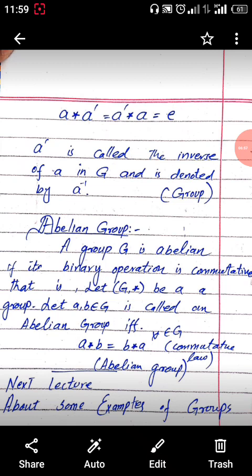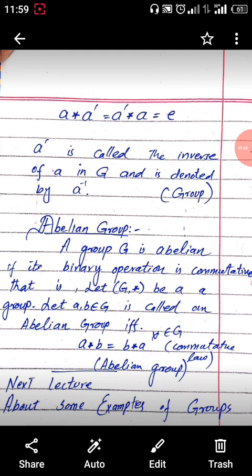So we came to know that for a group, at least four properties should hold. First, the non-empty set should be closed. Second, the associative law holds. Third, the non-empty set should have a unique identity. And fourth, every element of that non-empty set should have its unique inverse.